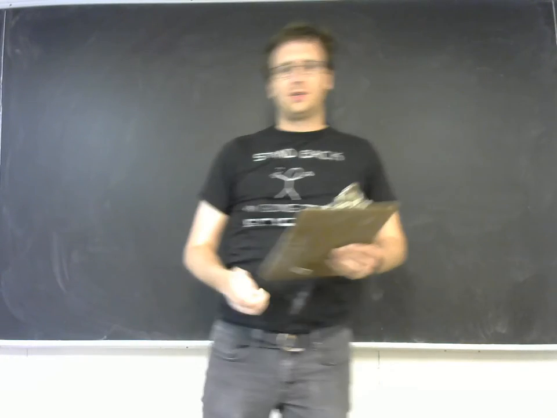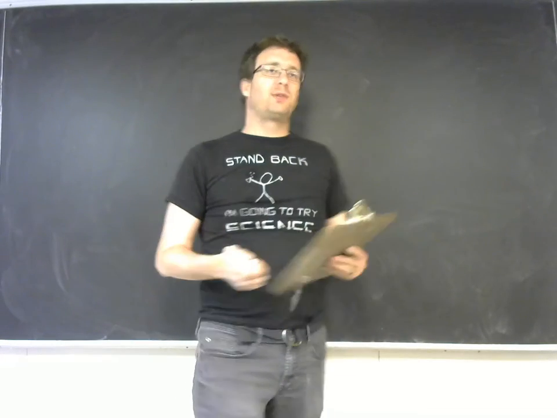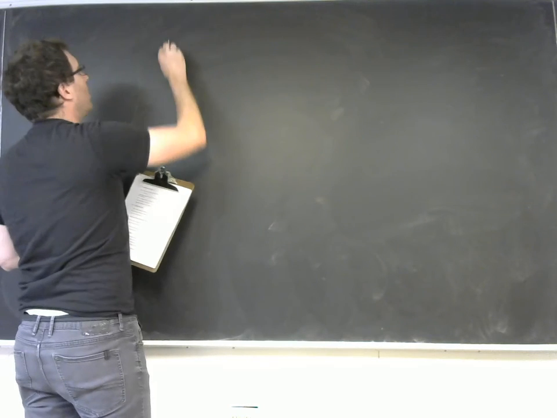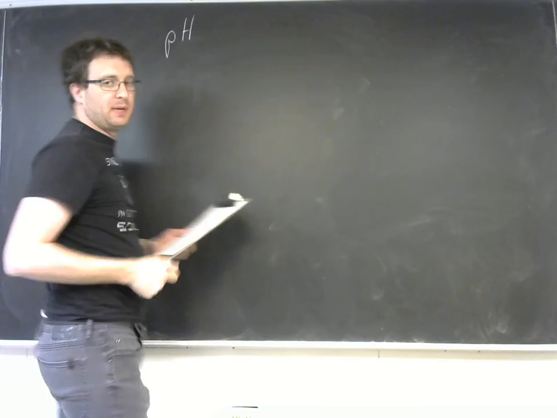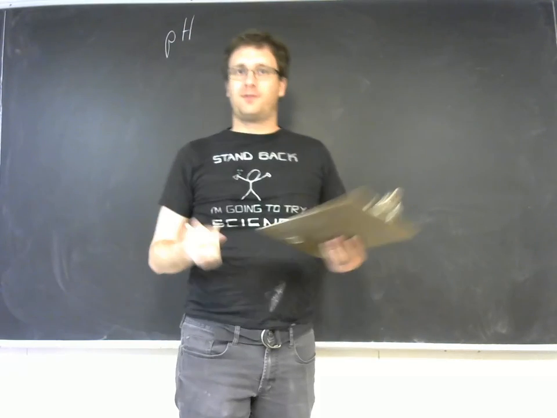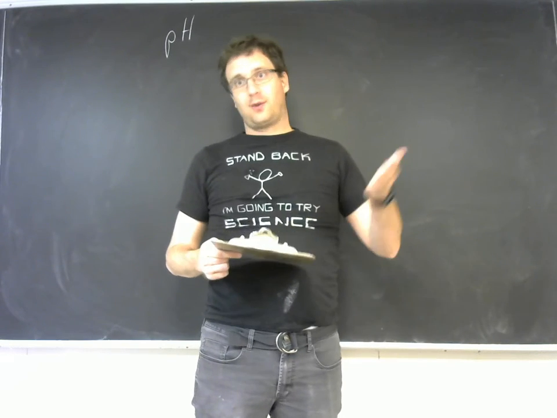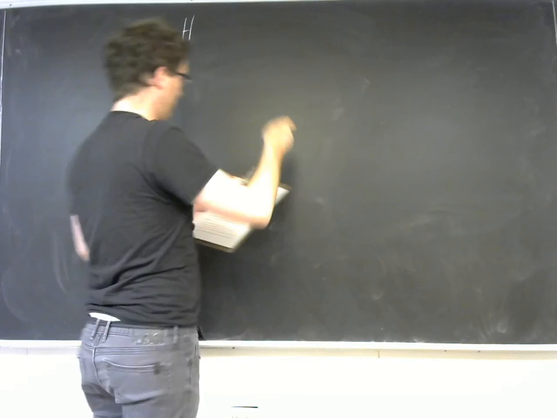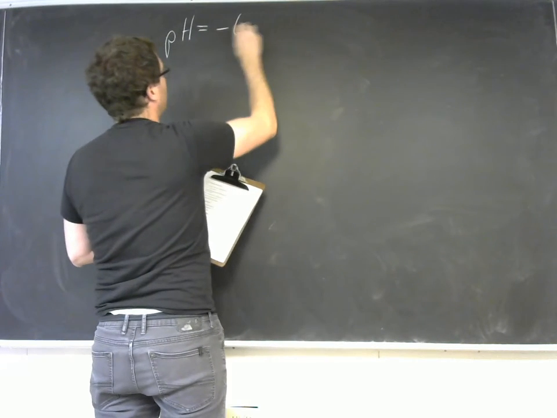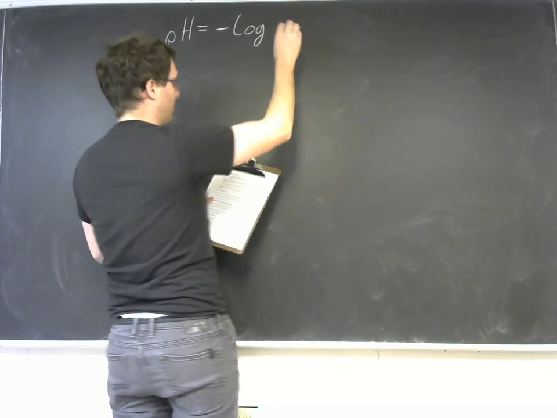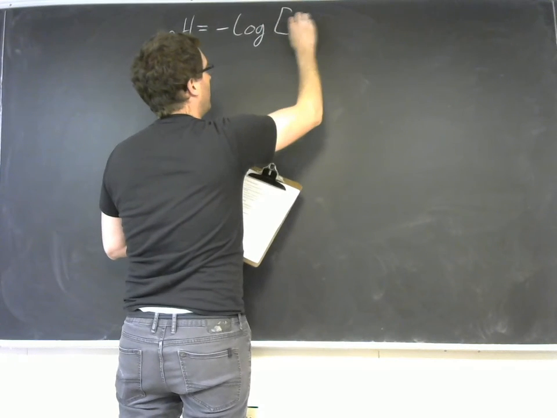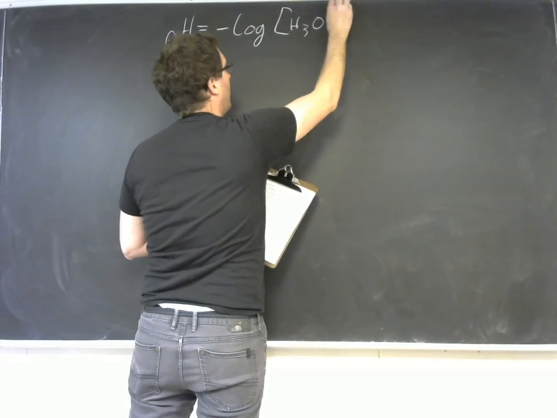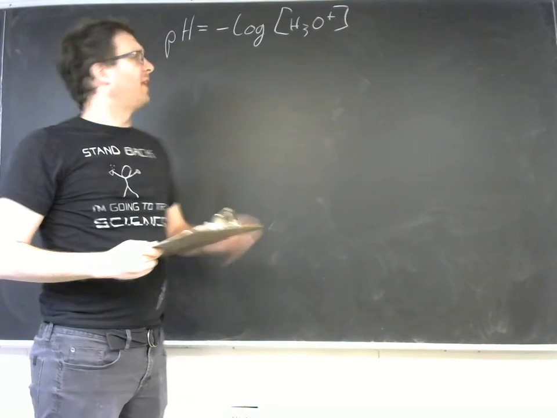Okay, so today we're going to talk about pH, which you've probably heard of. pH is a way to quantify how acidic or basic a solution is. So pH is defined as the negative log of the concentration of hydronium ion. And this is a base 10 log.